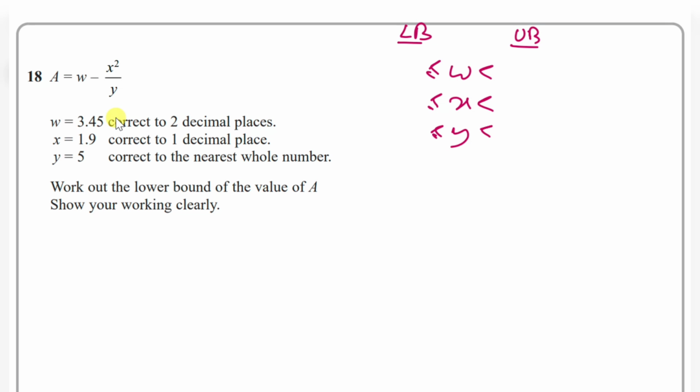So the upper bound for each one would be 3.455, 1.95, and then because it's a whole number, 5.5. And all you do is just decrease the value before the last decimal. So this one, the last figure. So then on the lower bound, this would just be 3.445. So it's this point here. Next one, the 9 drops to 8, so 1.85, and the 5 drops to 4, 4.5.